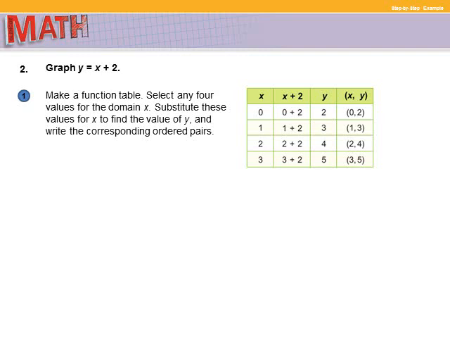So my ordered pair is 1 and 3. When x equals 2, I have 2 plus 2 equals 4, so the ordered pair is going to be 2 and 4. And then when x equals 3, I have 3 plus 2, which is 5. My ordered pair is 3 and 5.